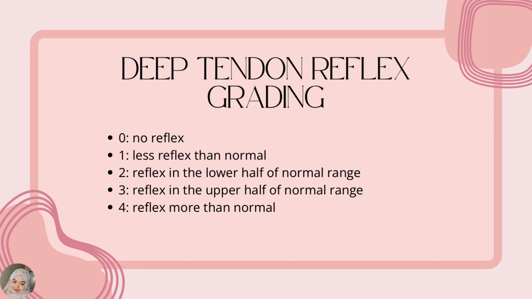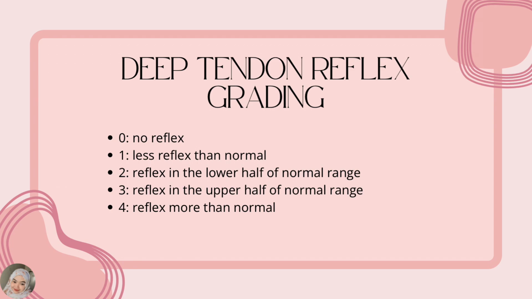Here is the deep tendon reflex grading. There are 5 grades including 0. So the first one is 0, which indicates no reflex or reflex is absent. Like what I said in the previous slide, it is areflexia. While for grade 1 is less reflex than normal, or we can just say the reflex is small. So it includes a trace response or a response brought out only with reinforcement.